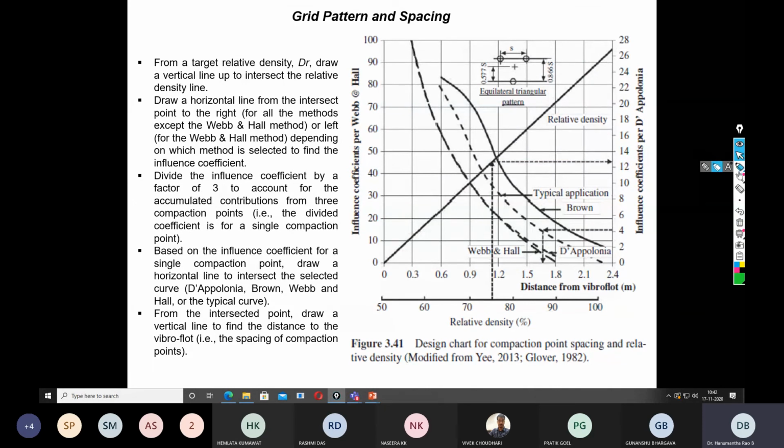There is another point. Once, say for example, you got a 13, so this 13 divided by 3, you get approximately how much? 4.